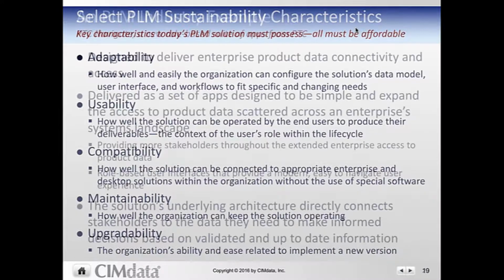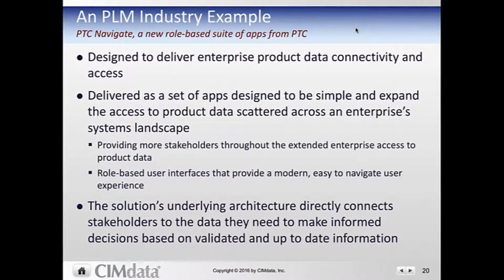So as an industry example, here is PTC, and Chris will talk about PTC Navigate. CIMdata had an opportunity to understand what PTC is doing with this new solution. It's a role-based solution that is meant to bring information together from multiple sources and do that in the context of the role that the person is playing. It's a set of apps as well, and I'm sure Chris will go into detail on that.